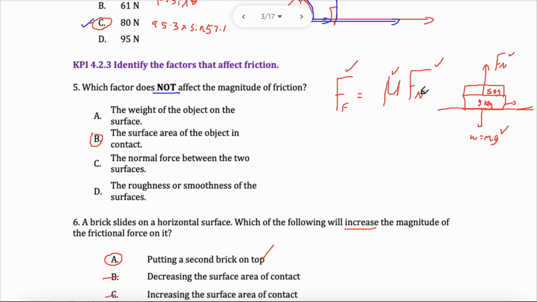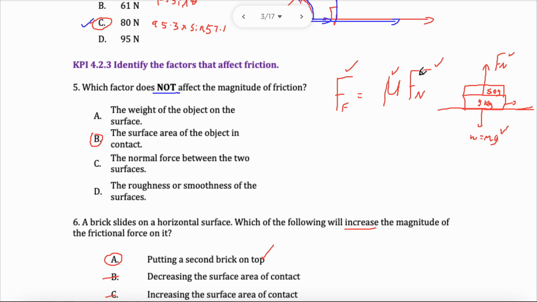F equals mu F. Friction, force of friction, equals mu. This is the coefficient of friction, the ratio between the two surfaces, two different materials, the relationship between the two materials. It will be different if you have like plastic with rubber, glass with concrete. If you put two surfaces together, there will be different frictions, different coefficient. So that is the ratio of the surfaces.